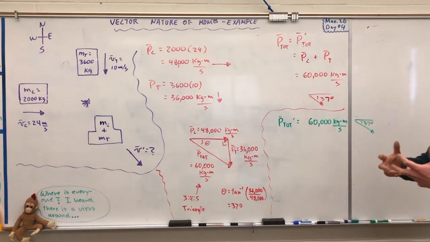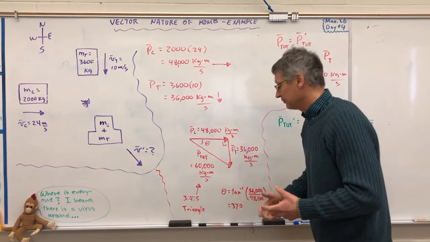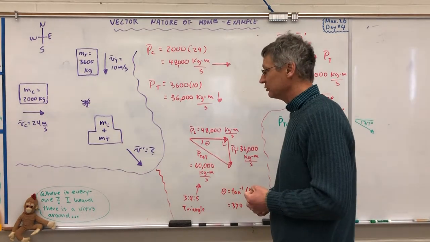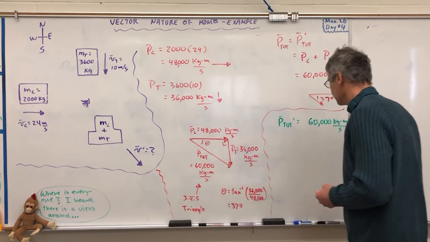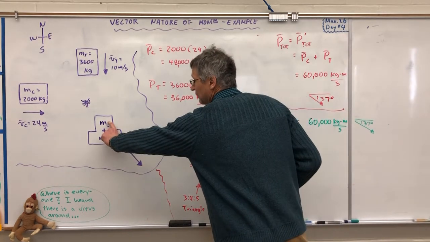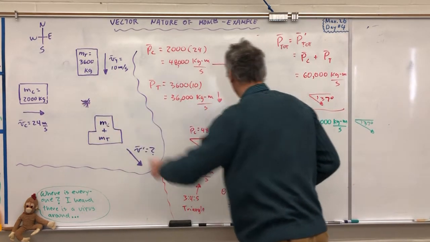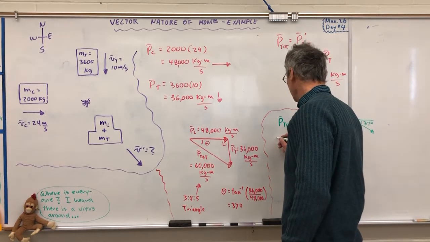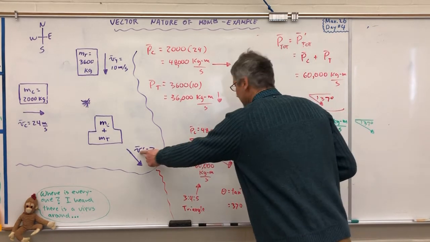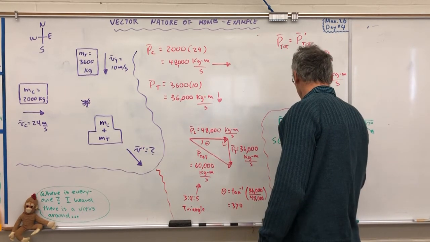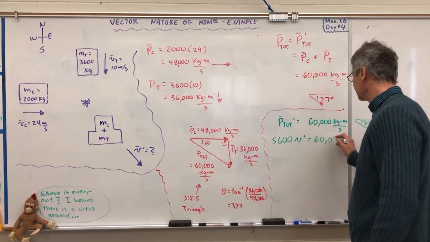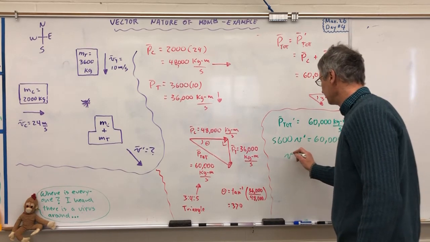How do you figure out the total momentum of everything after? Well, you take the mass times the velocity. So let's do that right now. The total momentum of everything after is going to be the mass of these two things combined together. 2,000 plus 3,600 is going to be 5,600. You multiply the mass times the velocity, which is what we're looking for. V prime, that means the velocity after the collision, and that's equal to 60,000. So you just solve this equation.